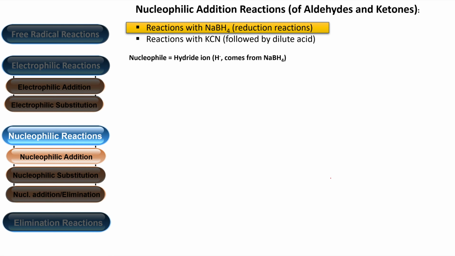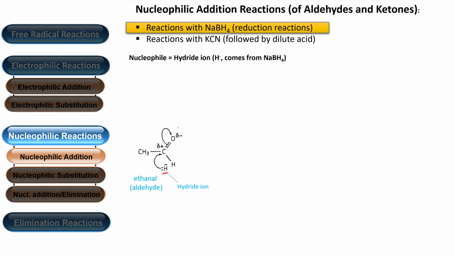The nucleophile in this case will be the hydride ion. It's important to understand this hydride ion is basically coming from NaBH4. That's why we need the NaBH4, because it's the source of the nucleophile. Okay, so now let's look at the example. Here we have ethanal, which is an aldehyde. And at the bottom, you can see there's a hydride ion.